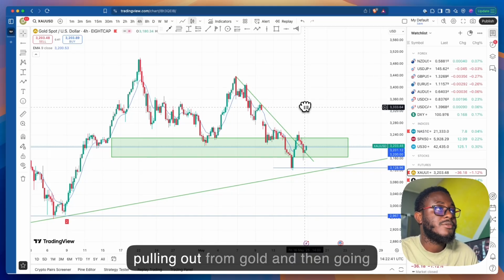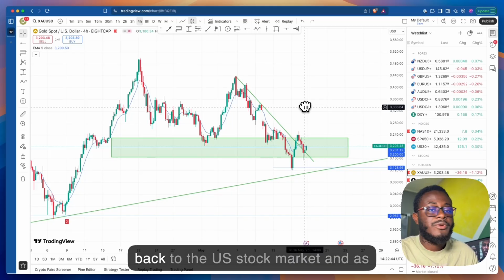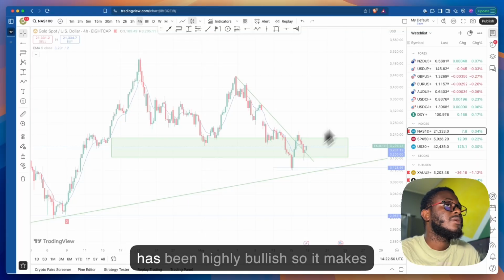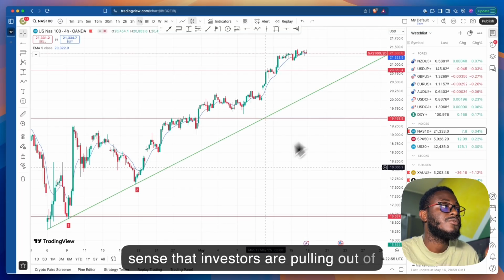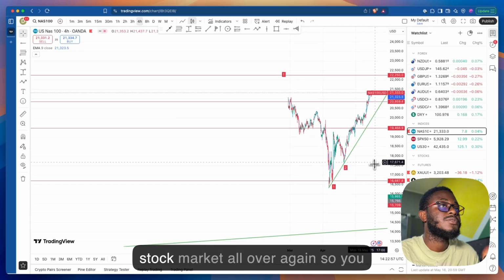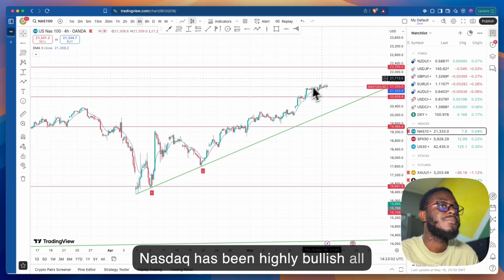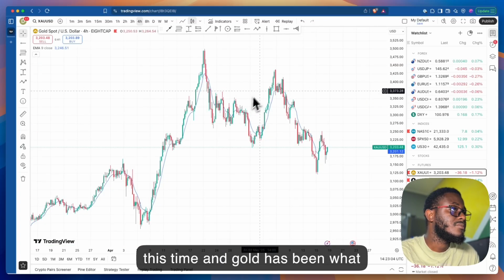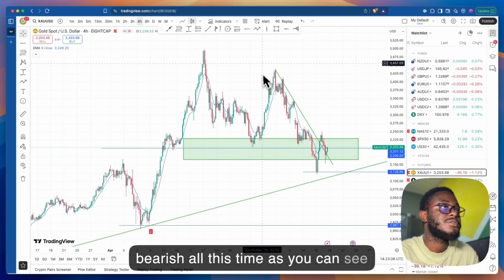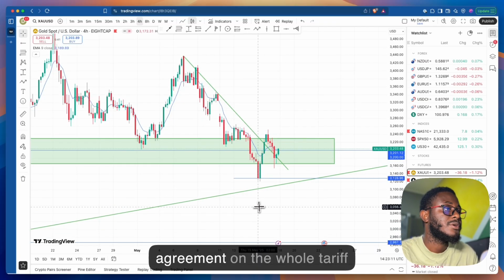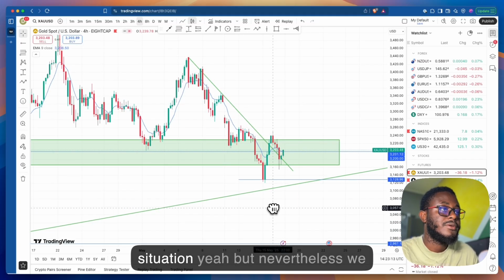So investors are pulling out from gold and then going back to the US stock market. And as you can see, it's evident that NASDAQ has been highly bullish. So it makes sense that investors are pulling out of gold and now going into the US stock market all over again. You can see NASDAQ has been highly bullish all this time, and gold has been bearish all this time, because I think China and US are now coming into some kind of agreement on the whole tariff situation.